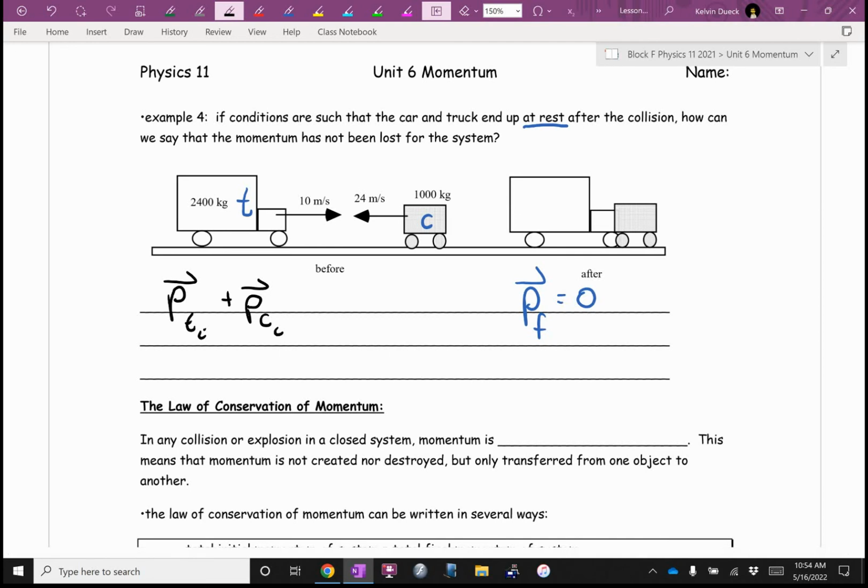Is that okay, Jonah? Momentum is what times what? Momentum is not the same as impulse. An impulse is a change in momentum. Momentum is mass times velocity. So I'm going to argue that the momentum of the truck initial is the mass of the truck times the velocity of the truck initial, and the mass of the car times the velocity of the car initial.